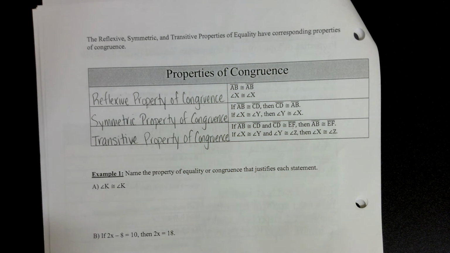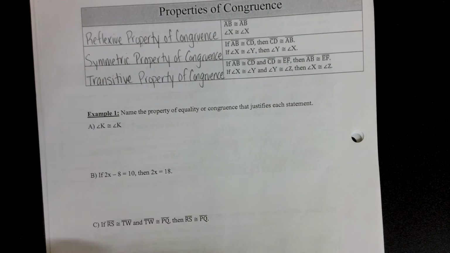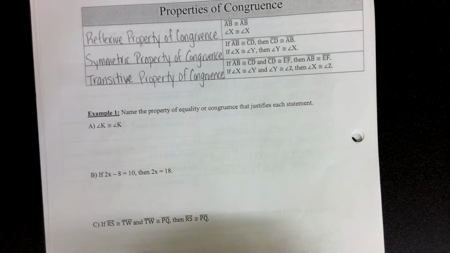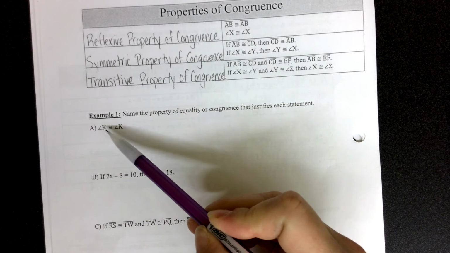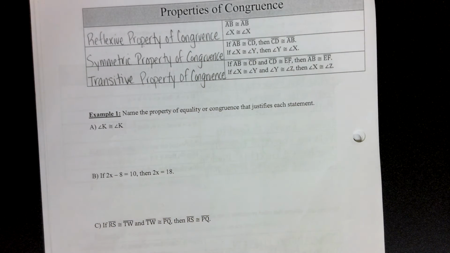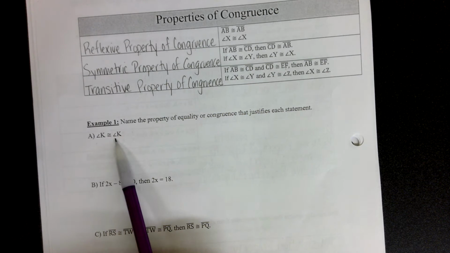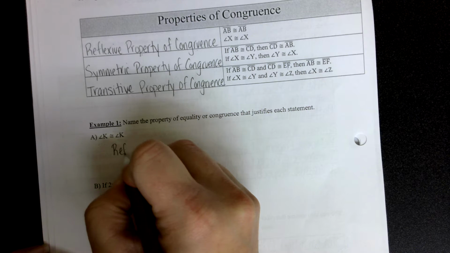So let's try the examples and let's try to use some of these so you can get familiar with them. For example 1, it says name the property of equality or congruence that justifies each statement. So we have A, it says angle K is congruent to angle K. So because you have the congruence symbol here, we know we're going to use a property of congruence. So we can look in the chart right above, and angle K is congruent to itself. So we're going to use the reflexive property of congruence.